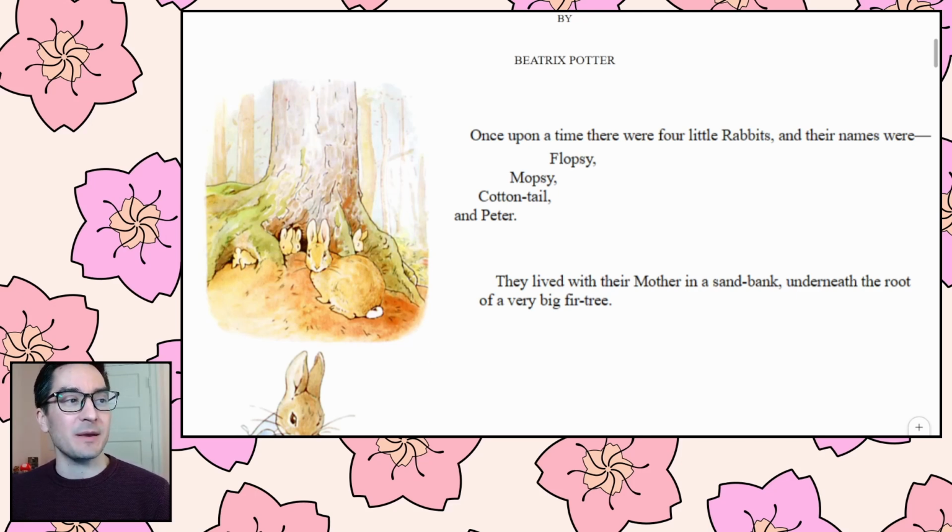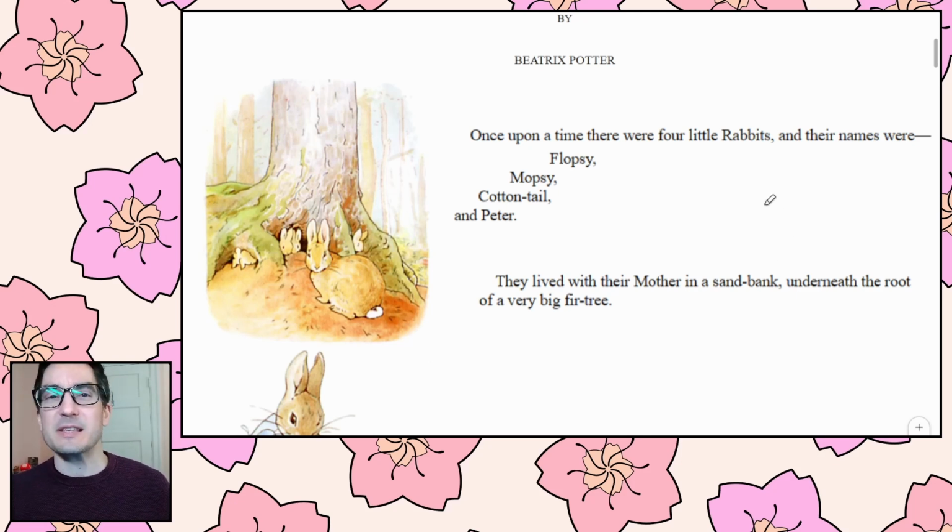Once upon a time, there were 4 little rabbits, and their names were Flopsy, Mopsy, Cottontail, and Peter. They lived with their mother in a sandbank underneath the root of a very big fir tree.